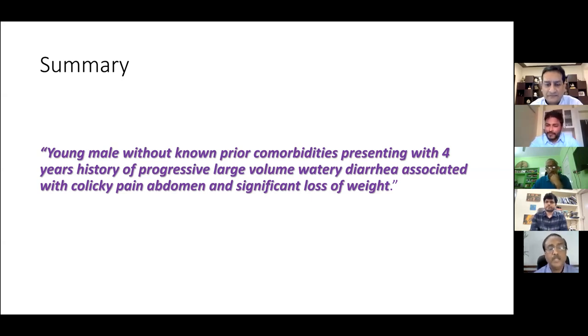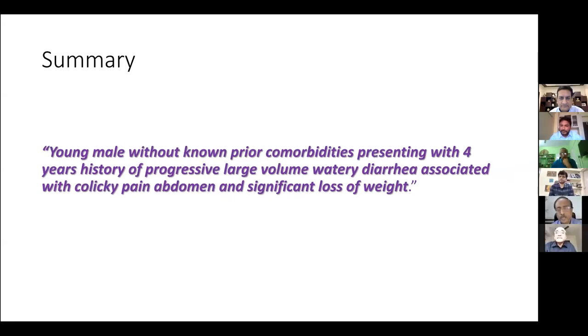But I would like to have certain clarification on the history. How was the onset? You said the illness is for the last 5 years. So I presume that it started in 2016. How was the onset? Was it just an abrupt disease or a very insidious disease?